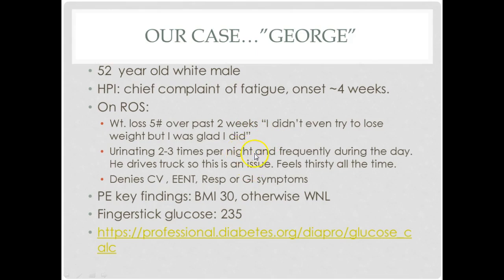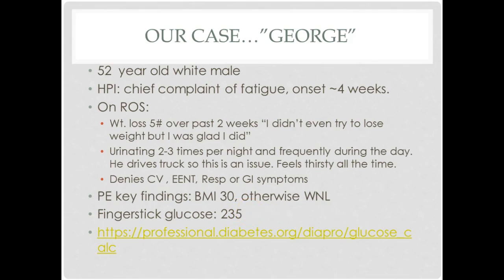He's been urinating 2 or 3 times a night and a lot during the day, and this is a problem because he's a trucker. He's very thirsty all the time. He doesn't have any other symptoms such as eye issues, cardiovascular, neuro or GI symptoms. I should have added neuro as well. His findings on a physical exam are that he's obese, otherwise within normal limits in terms of blood pressure, etc. And his finger stick glucose today is 235. That's a random, and we kind of wondered.